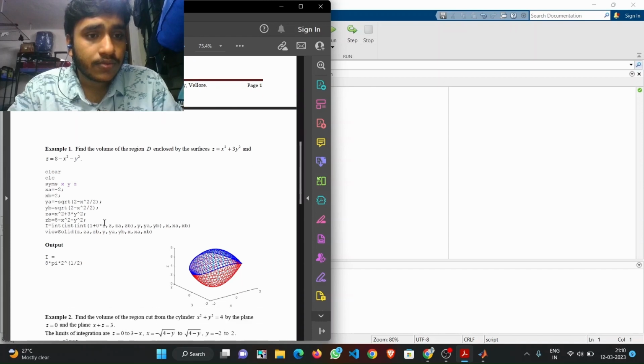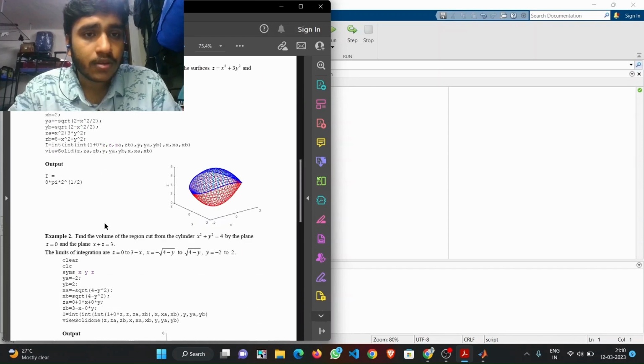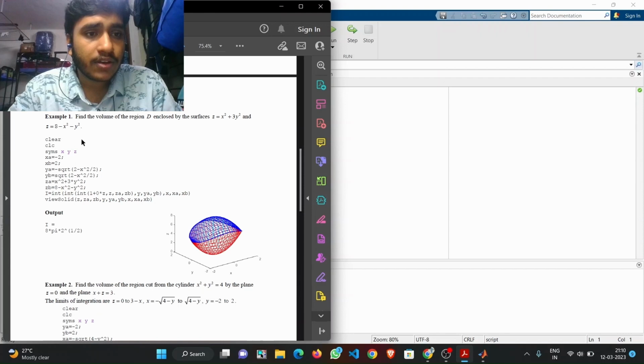Okay, so let's start with the first example. In this example, we are asked to find the volume of the region D enclosed by the surfaces z equals x square plus 3y square and z equals 8 minus x square minus y square. So we are given the two limits of z in terms of x and y, like x square plus 3y square and 8 minus x square minus y square.